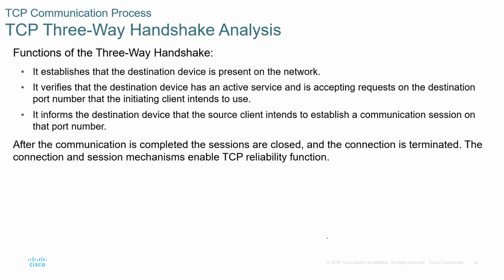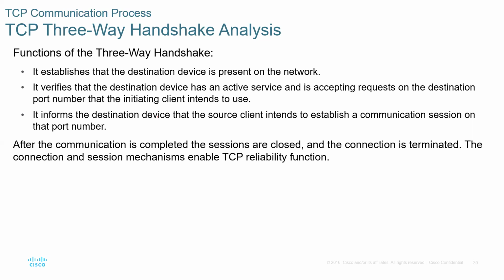Right. TCP three-way handshake analysis. The functions of the three-way handshake. One, it establishes that the destination device is present on the network. It verifies that the destination device has an active service and is accepting requests on the destination port number. So as long as there is no termination, it means that the session is open. It can accept any services. It can accept any applications.